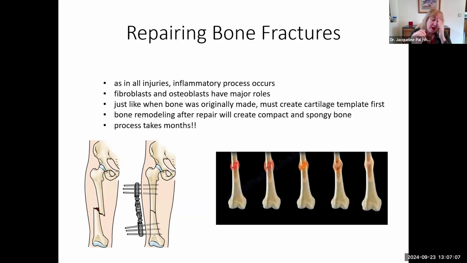And so when we talk about repairing bone fractures, we're talking about more than just the length of time that a bone is kept in a cast, because repair goes much longer than that. The bone remodeling has to continue to the point where you're going to have compact and spongy bone, and if it's a long bone, a medullary cavity. And this process can take months and or years. So let's go through the steps of what happens after a simple bone fracture.